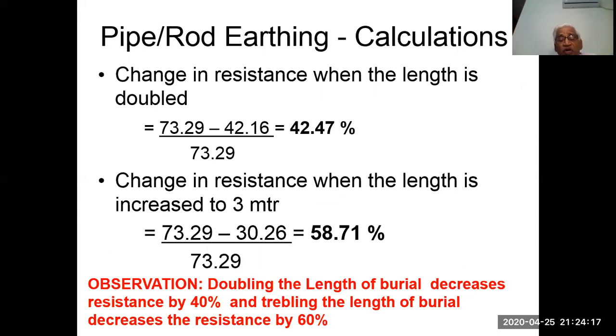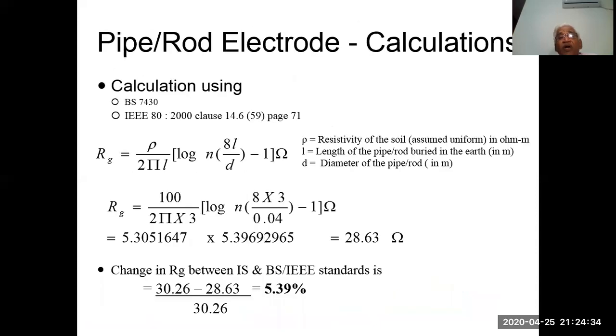Already the observations have been done in the laboratories. These are the final recommendations by IS. Observation: doubling the length of the burial decreases resistance by only 40%, and tripling the length of burial decreases it by only 68%. And for pipe or rod electrode calculations, you can use the previous one, that is the IS.